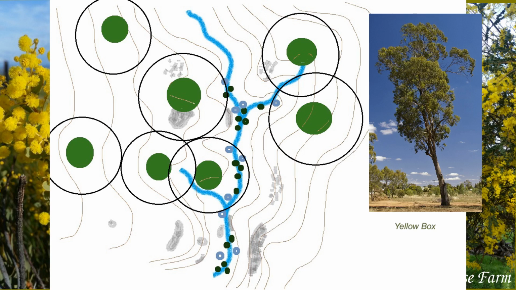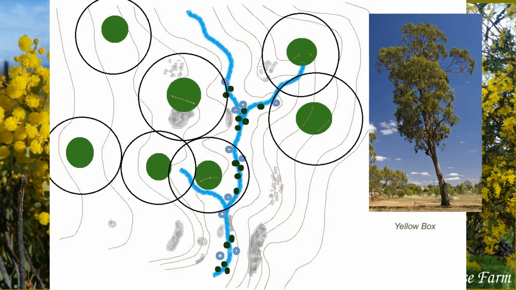Now we have the yellow box. To me, the yellow box is sort of the king of the trees. It's just one of those really nice trees. It's a large tree, but it grows best on the better soils that are well drained. It forms really important tree hollows for larger birds and some of the mammals. We're trying to entice sugar gliders back to the farm, and as our trees grow and the branches fall off, they create hollows, and that'll be homes for little gliders and possums.